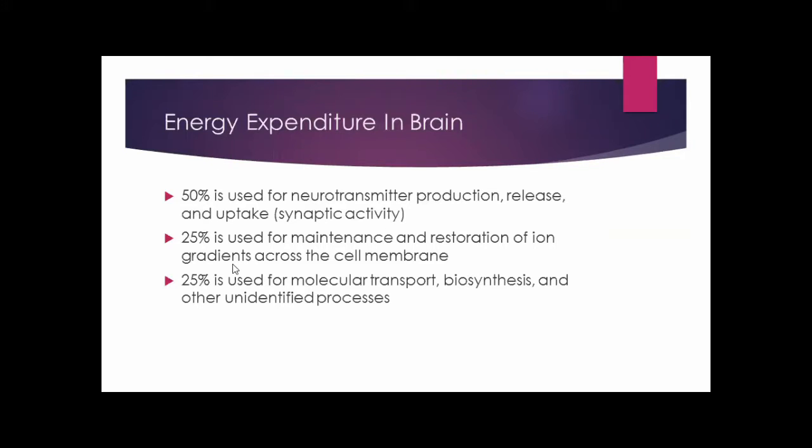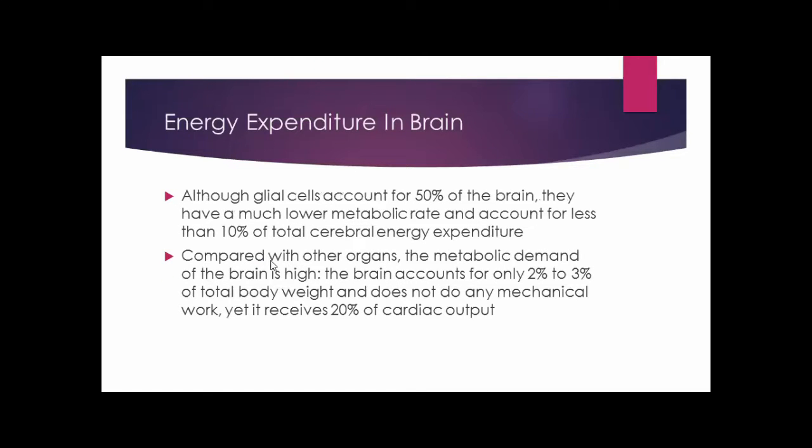In addition to understanding how energy is produced in the brain, you now need to consider how energy is expended within the brain. 50% is used for neurotransmitter production, release, and uptake. This is all your synaptic activity. 25% is used for the maintenance and restoration of ion gradients across the cell membrane. And then 25% is used for molecular transport, biosynthesis, and other unidentified processes. Although the glial cells, the support cells such as astrocytes, account for 50% of the brain volume, they have a much lower metabolic rate and account for less than 10% of the total cerebral energy expenditure.